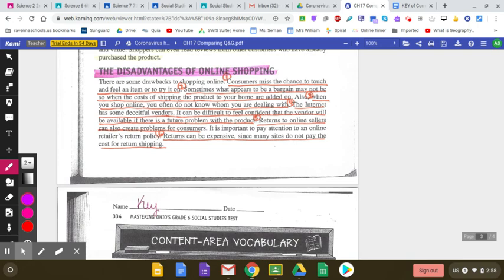Another disadvantage is returns to online sellers can also create problems for consumers. It is important to pay attention to an online retailer's return policy. Returns can be expensive since many sites do not pay for the cost of return shipping.